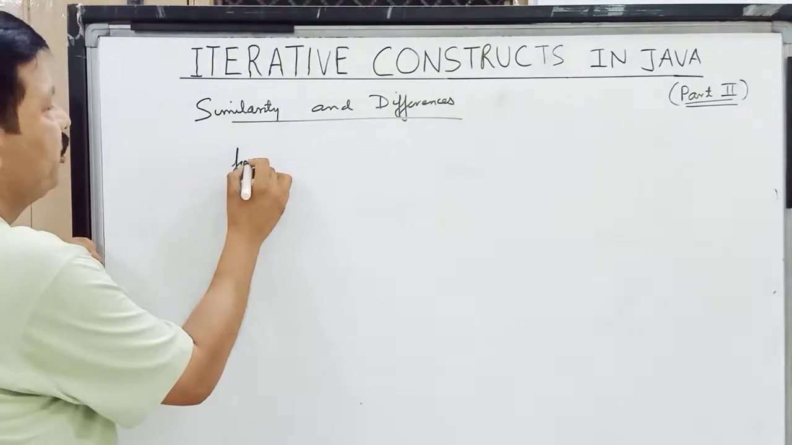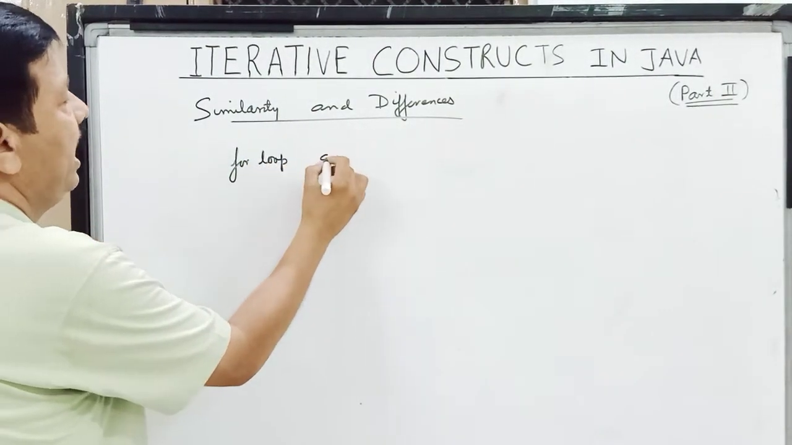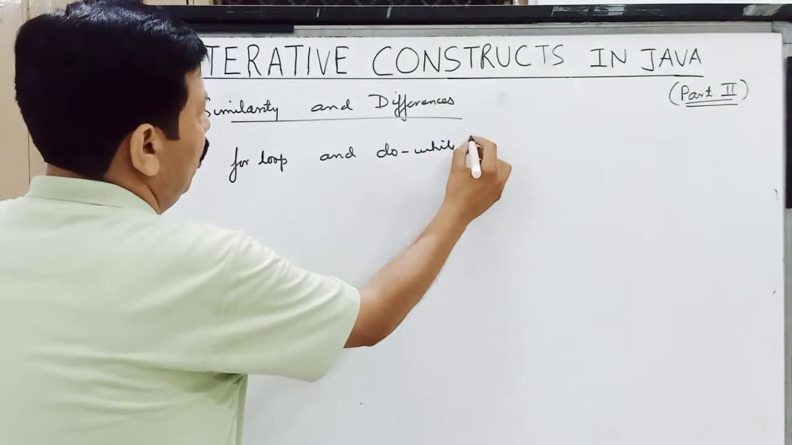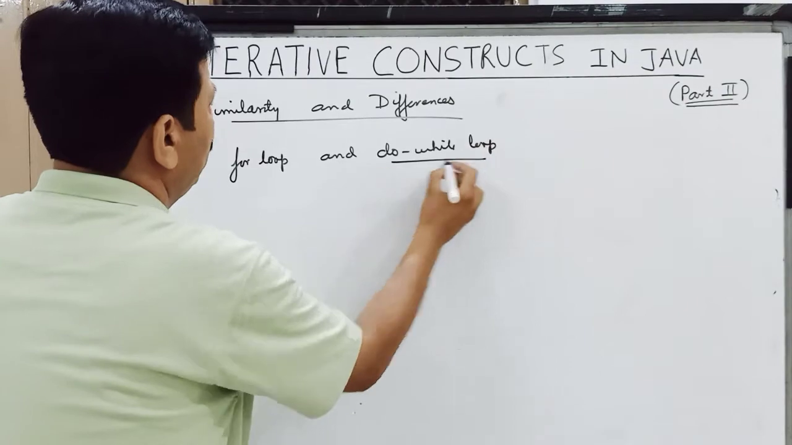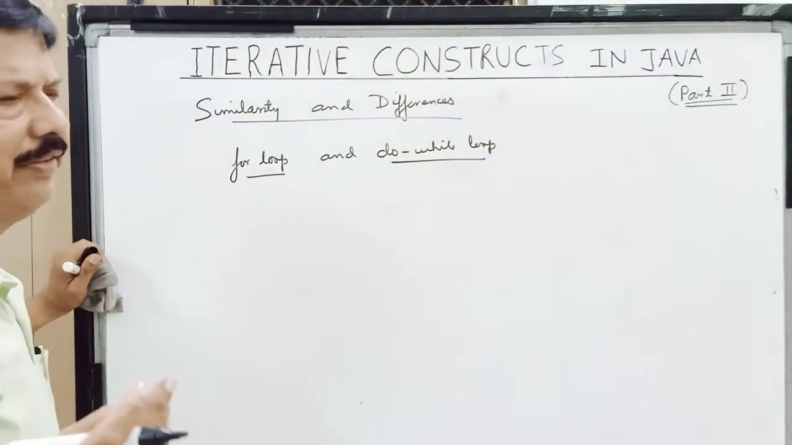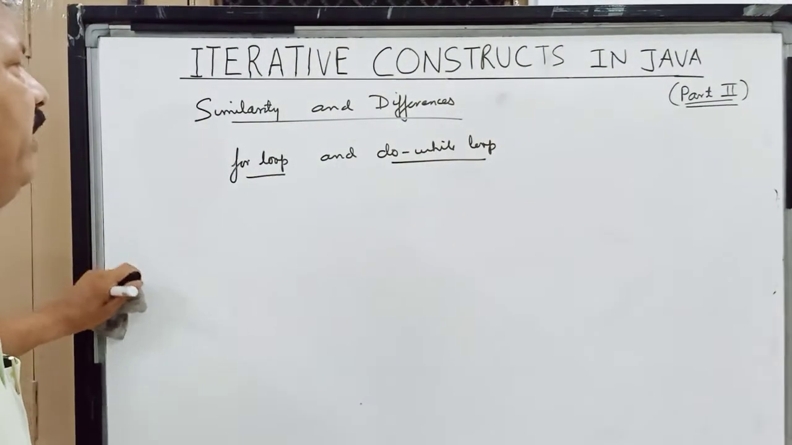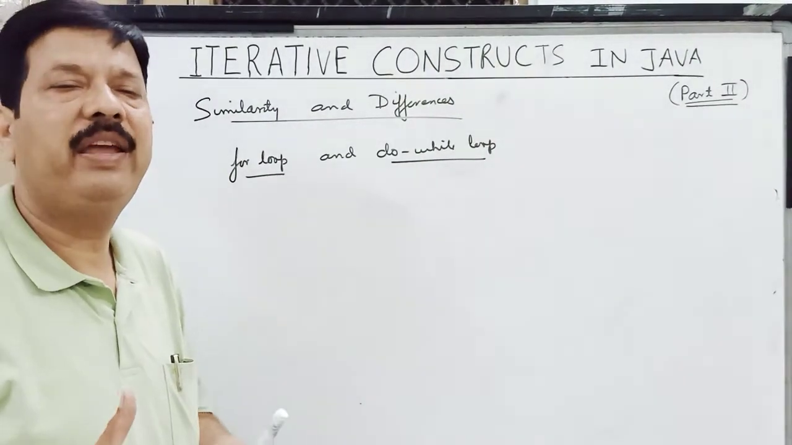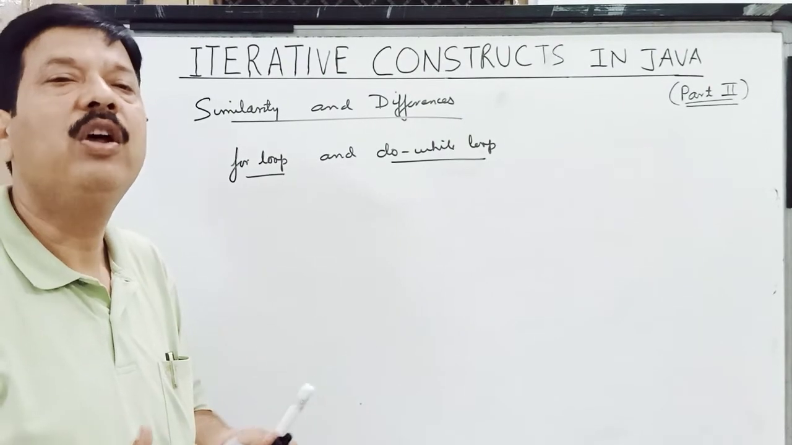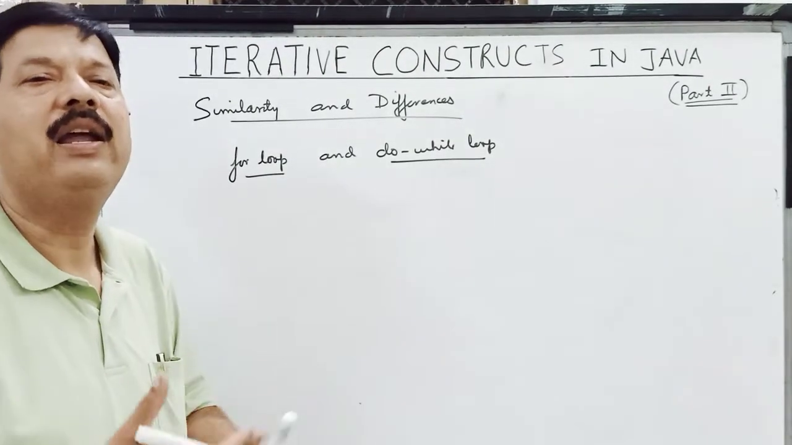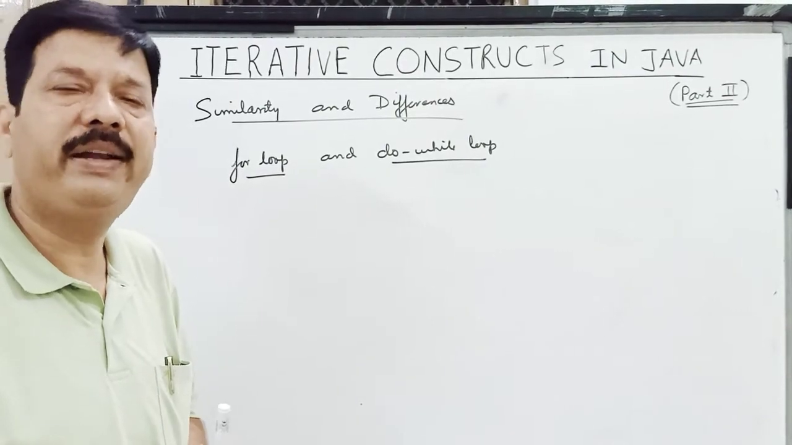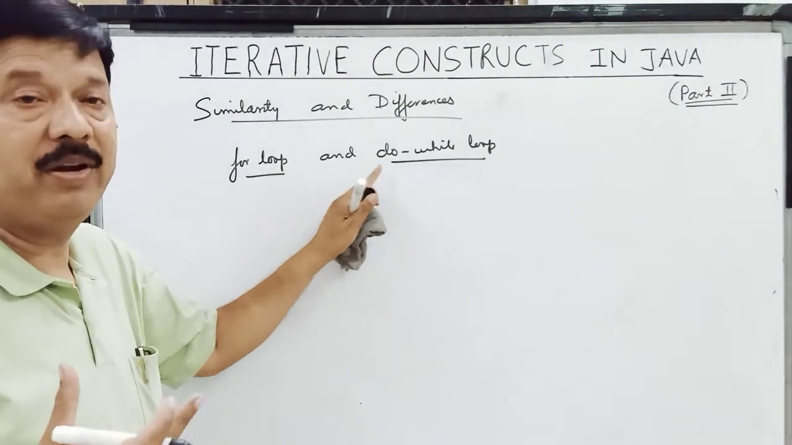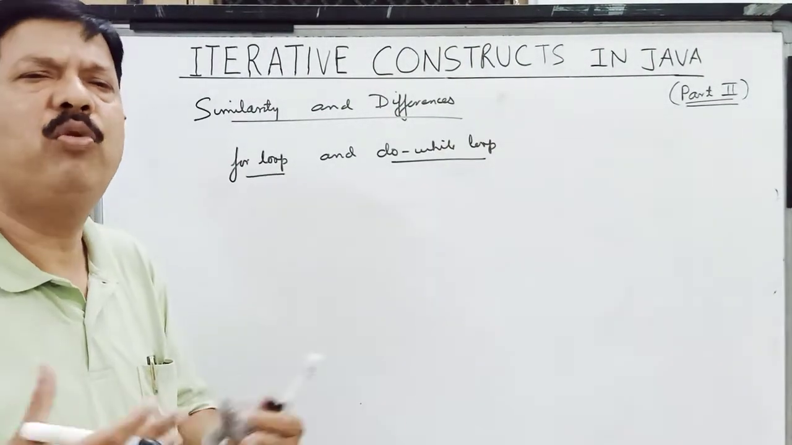Now children, we are going to study about for loop and do while loop. So first of all children, if you want to write one point of similarity, we can say that both the statements are looping statements. They are executing a set of statements more than one number of times, or they are executing a set of statements repeatedly, because we don't find a concrete similarity between both of them, but we can say that they both are looping statements.